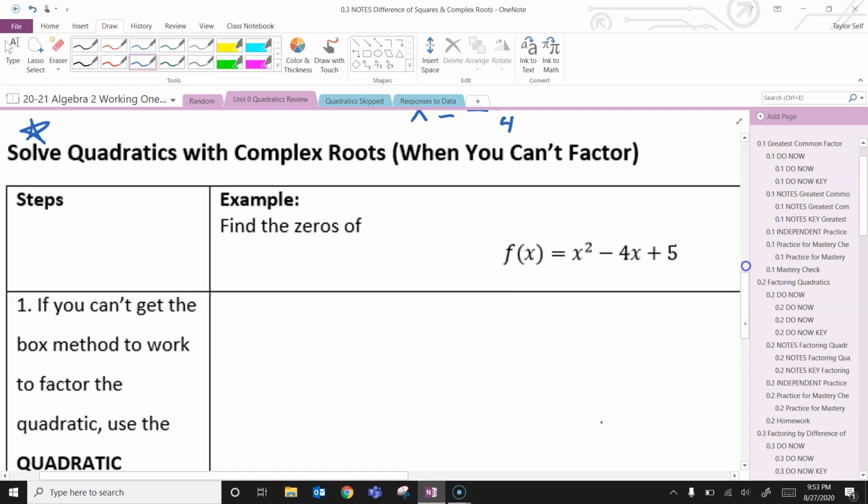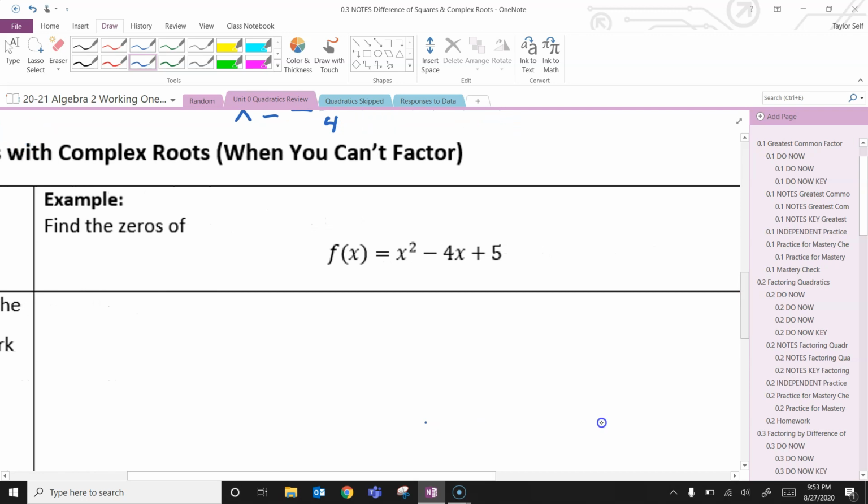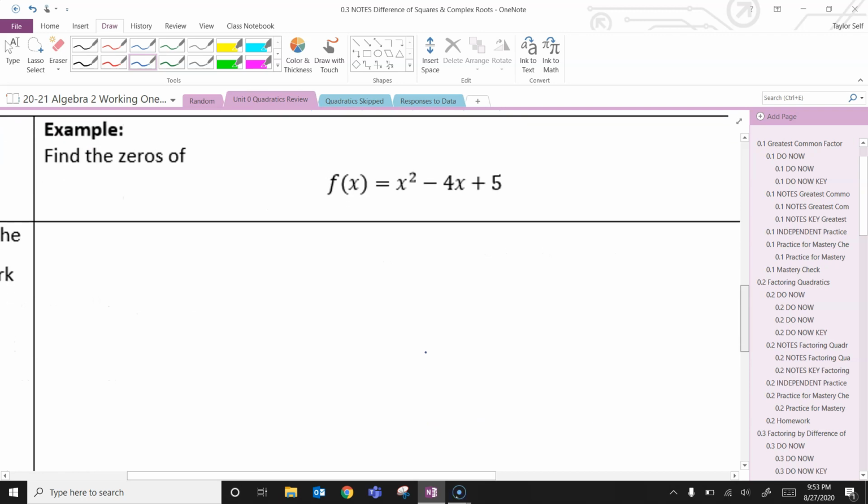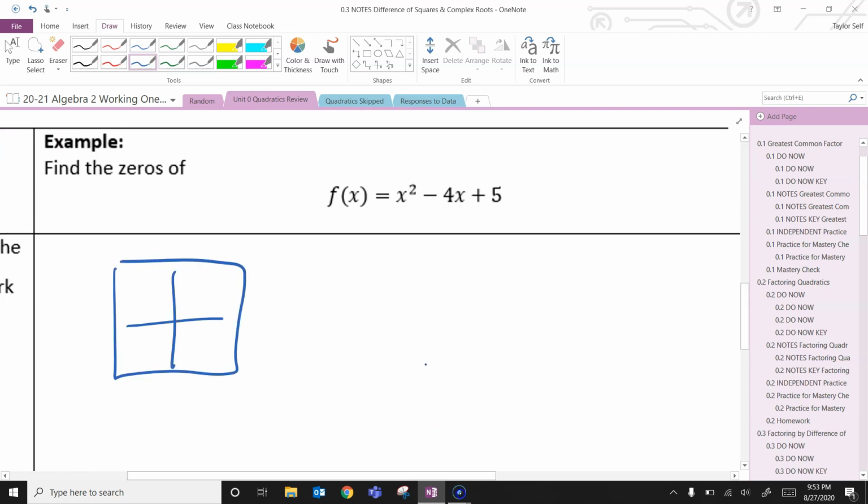That looks like something I can factor, right? So let's try to use the box method. Let's try to factor this. We need to multiply to a, which is 1, times c, which is 5. So we need to multiply to 5, and we need to add to negative 4.